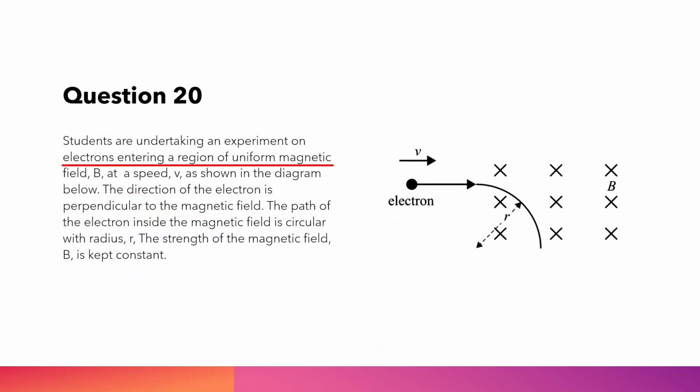Students are undertaking an experiment on electrons entering a region of uniform magnetic field, B, at a speed, v, as shown in the diagram below. The direction of the electron is perpendicular to the magnetic field. The path of the electron inside the magnetic field is circular with radius, r. The strength of the magnetic field, B, is kept constant.